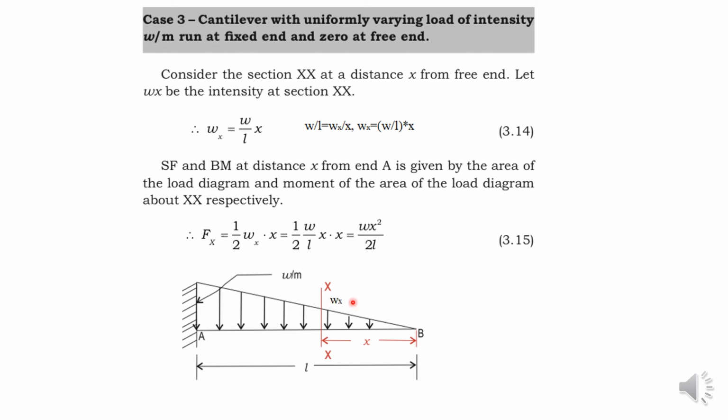In order to get the intensity, that is Wh, which is at a distance h from the free end B, we have to find an equation in order to replace this Wh. So the value of maximum load at the end A is W per meter, and here the value is Wh. Okay, so in order to get the value of Wh, we are considering the similar triangles, that is W divided by small l is equal to Wh divided by h. So from that we can get Wh is equal to W by L into h. So we got an equation for Wh in terms of the maximum load W.